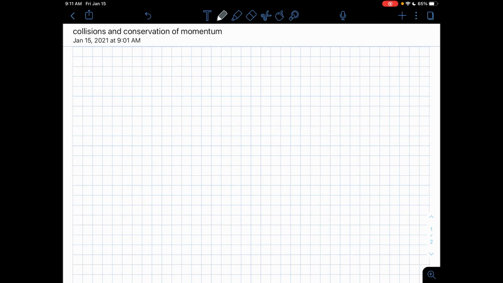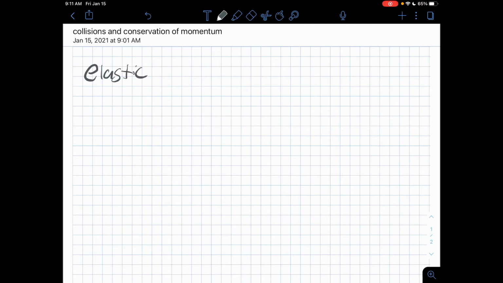Hello everybody, today we are going to be going over collisions and the conservation of momentum theory. So if you haven't already, I highly recommend watching the video on momentum and impulse before this, because a lot of those concepts will be used in this video. So first, let's define the two kinds of collisions there are.